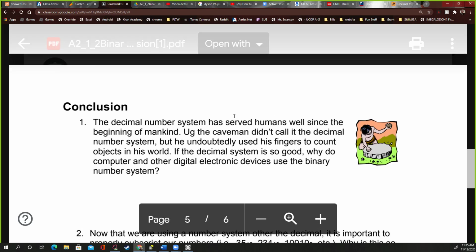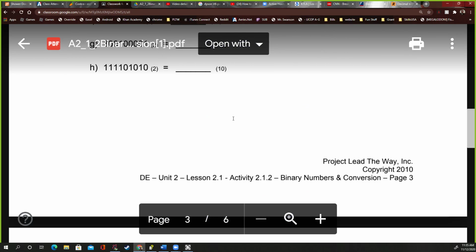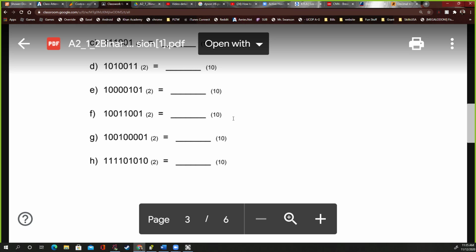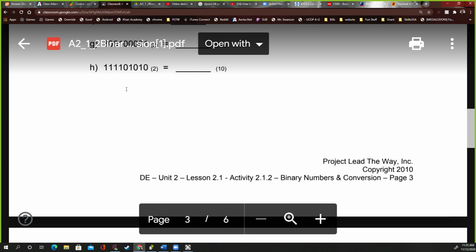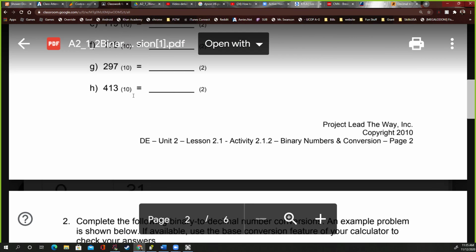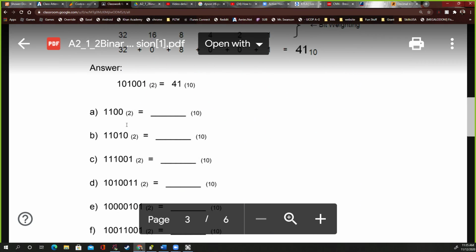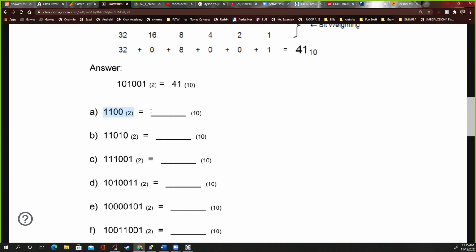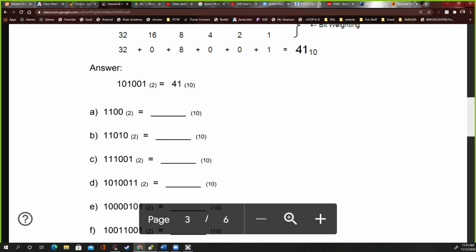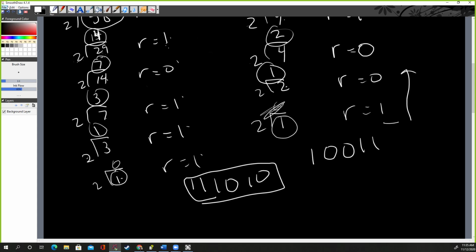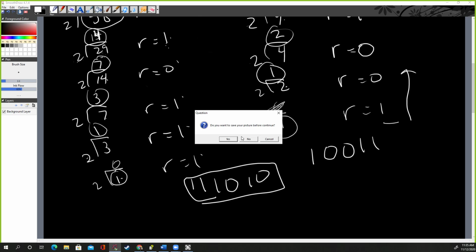So fill this chart out, and that's pretty much it. All you have to do is convert these binary numbers. Oh no, sorry. The next part was converting binary to decimal. So going back the opposite direction. Quite interesting how to do that. So let's see here. It's quite interesting.